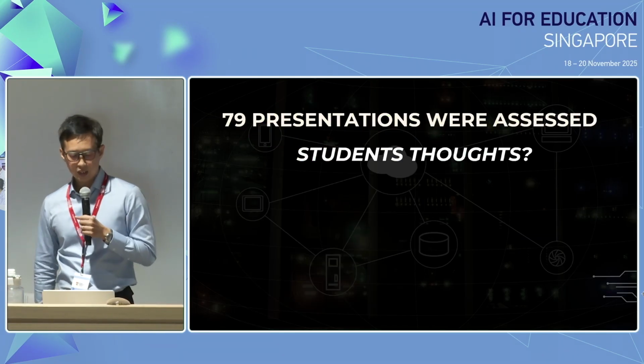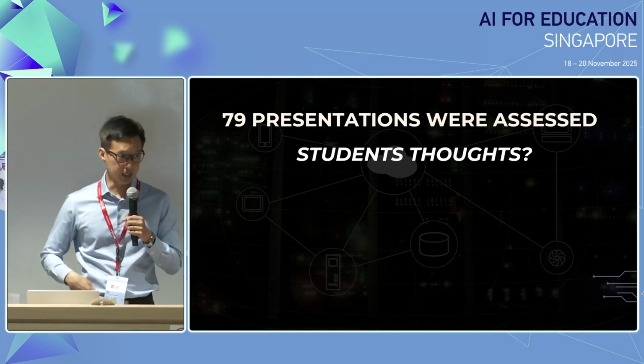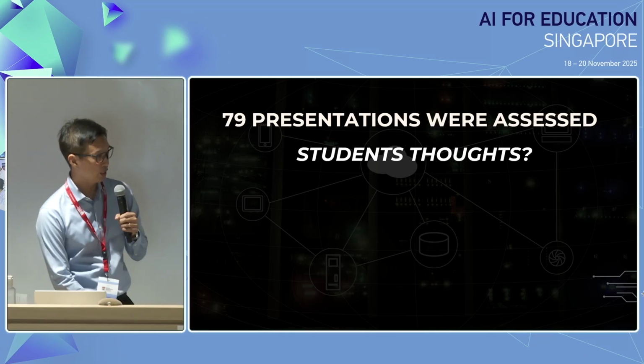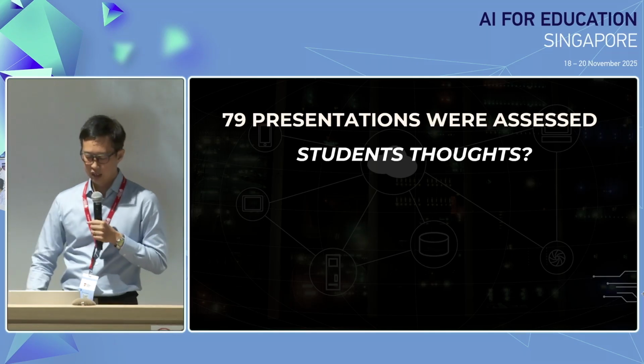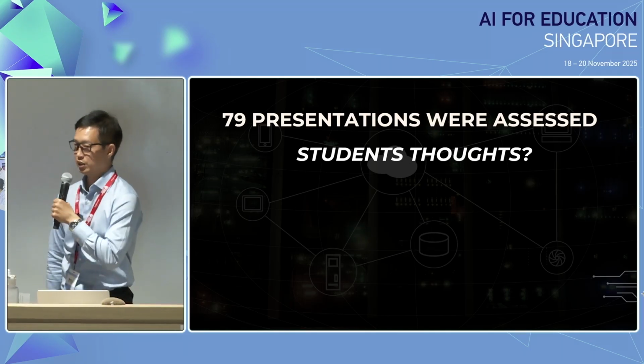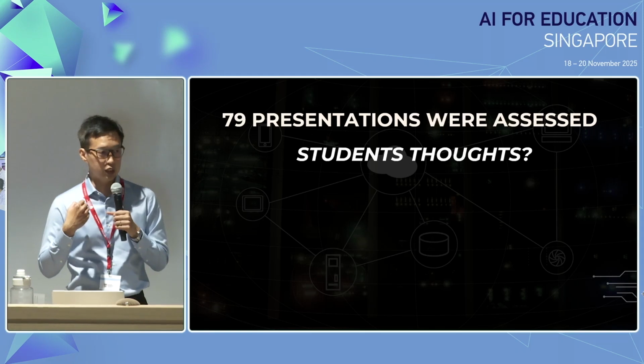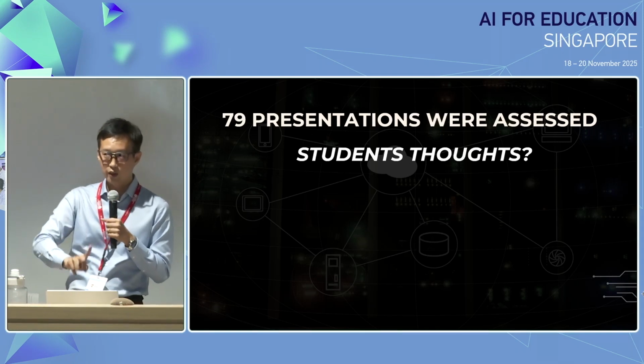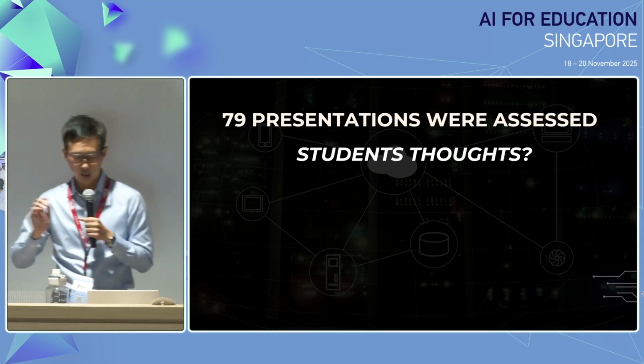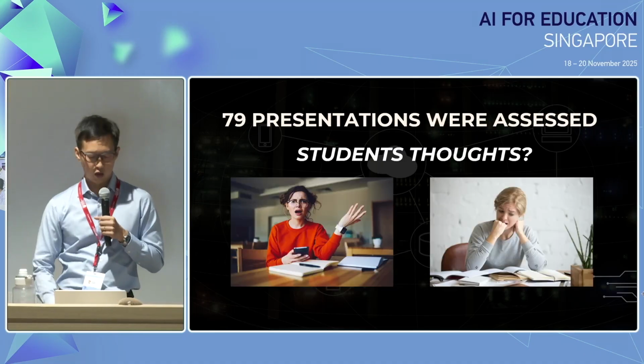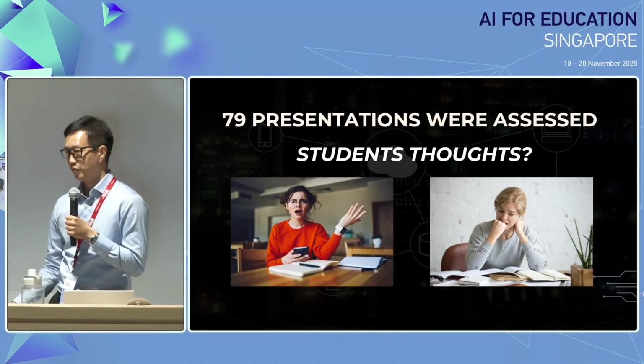So last semester, 79 different presentations were assessed. I taught 8 classes of 10 groups each. One of the classes only had 9 groups. So how did the students feel about this? The very first time I told them these constraints, at week number 1, I told them, here are your presentation constraints. Their reaction was, obviously, unhappy, right?